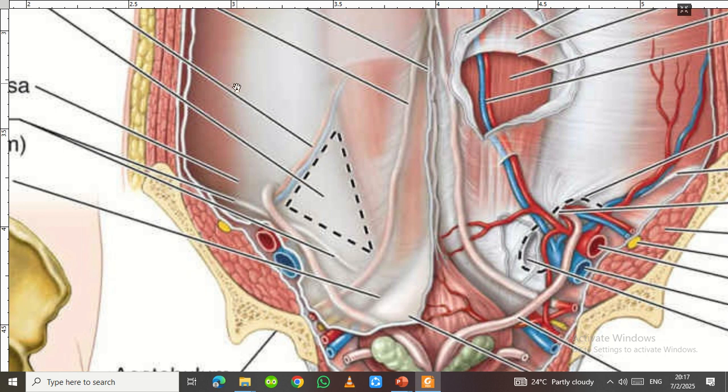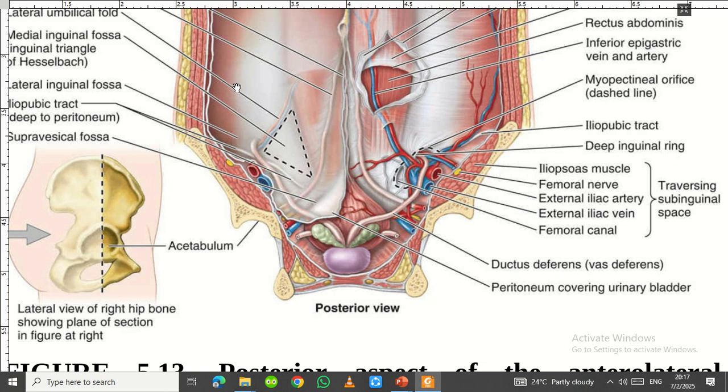And this space, take note, this is your lateral inguinal fossa. That's where you're going to find the deep ring of the inguinal canal. So the deep ring of the inguinal canal is lateral to the lateral umbilical fold. That is a common site for indirect inguinal hernia, which is most common. You understand? So the most common hernia is indirect.